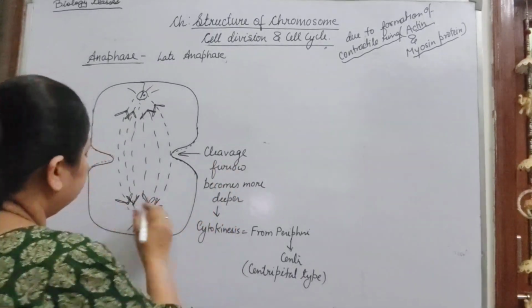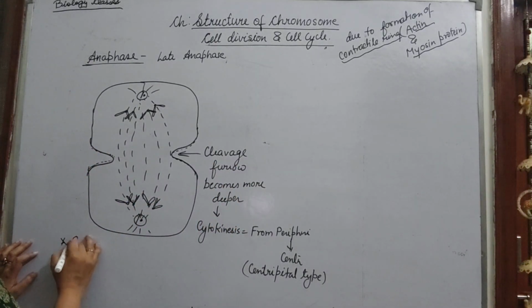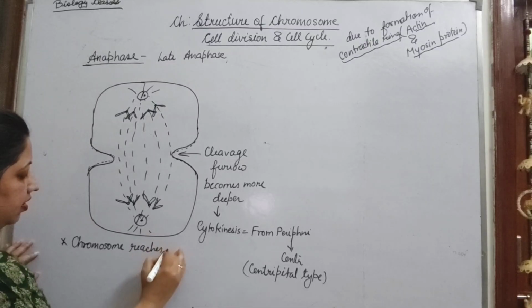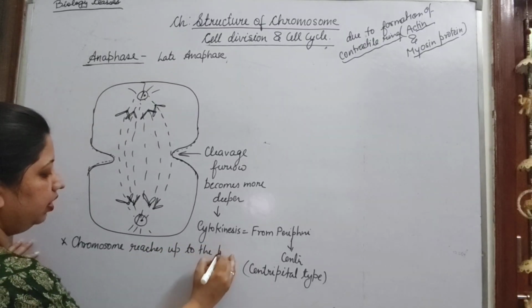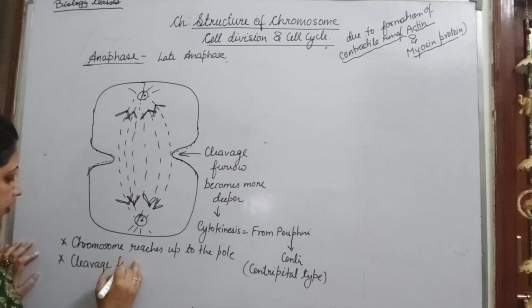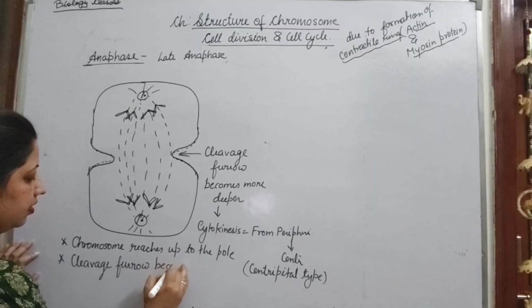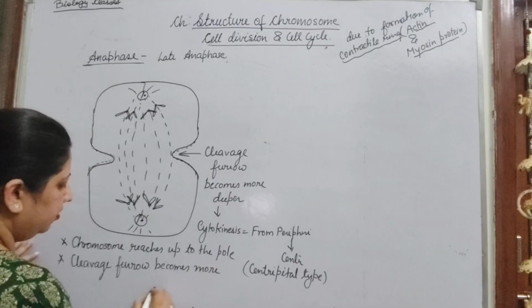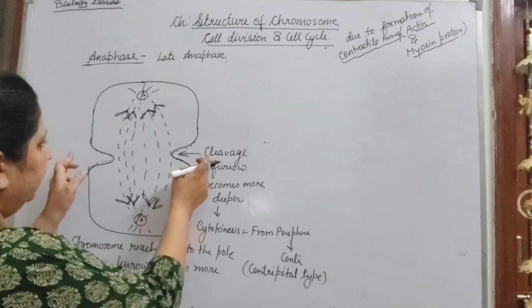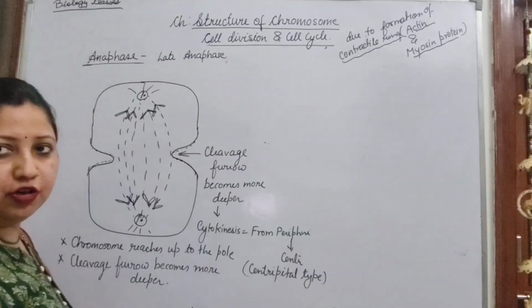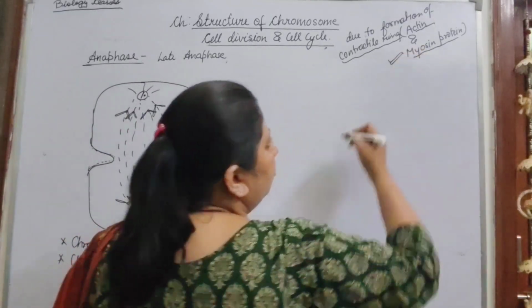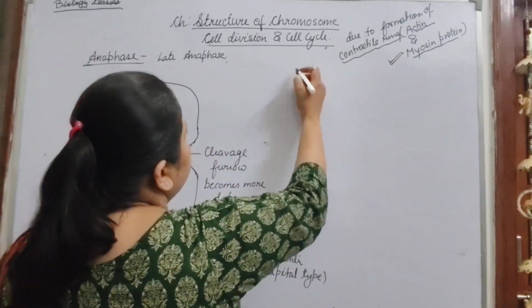So in the telophase, what kind of changes? Chromosome reaches up to the pole and the cleavage furrow becomes more deeper, like a centripetal type from periphery to center, and this is formed by the formation of contractile ring, and this contractile ring is formed by the actin and myosin protein. Okay, now the next phase is telophase.